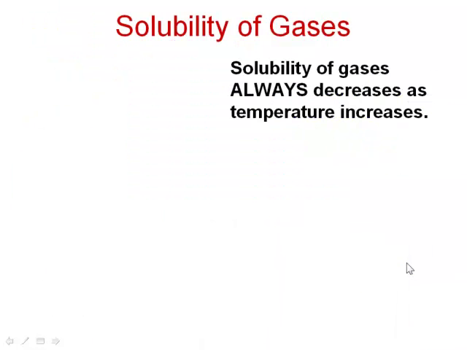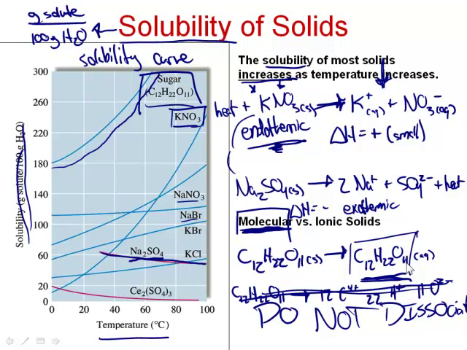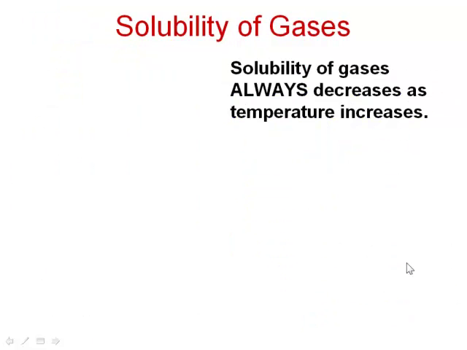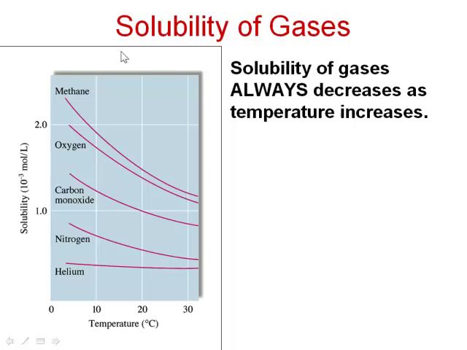Okay. Let's contrast this with the behavior of gases. We've shown how solids behave. Let's look at how gases behave. If we look at a solubility curve for gases, here we have a couple of gases: methane, oxygen, carbon monoxide, nitrogen, helium. Now, what we can see happening here, guys, is that the solubility is given here on the y-axis, and here's the temperature.